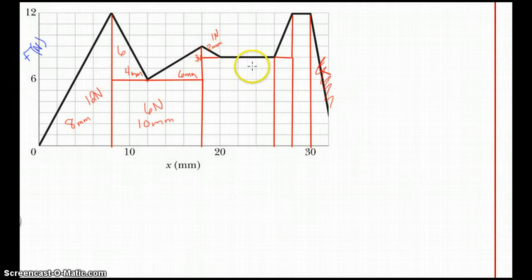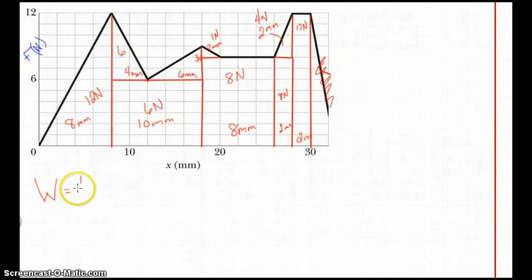This is 2, 4, 6, 8 millimeters by 6, 7, 8 newtons. This is going to be 2 millimeters by 8 newtons. This is going to be 2 millimeters by 12 newtons. This is going to be 2 millimeters by 4 newtons. So with that information in mind, we can calculate the work as the sum of all of those areas.